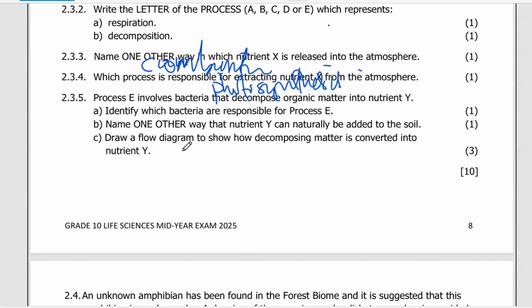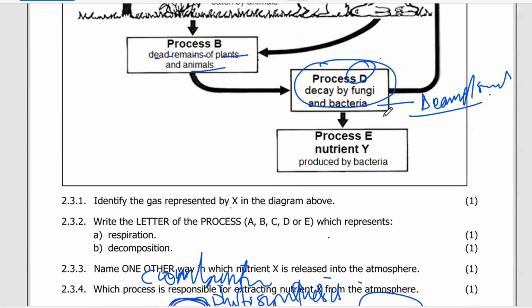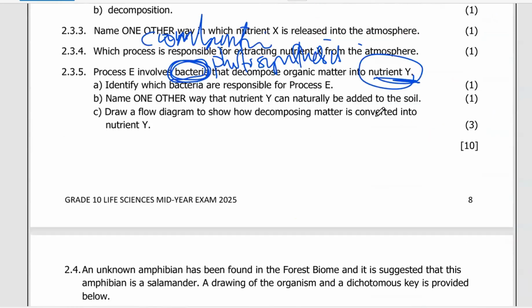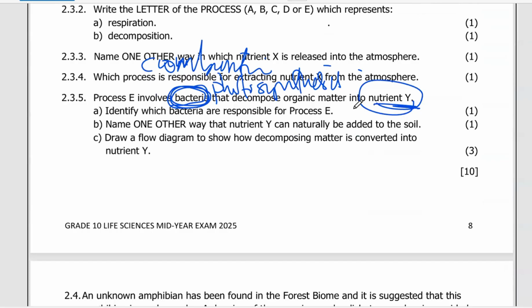Then they are saying that process E involves the decomposition of organic matter into nutrient Y, decomposition by the bacteria. So the key point here is bacteria into compound Y, meaning that it is supposed to be related to nitrogen, because only nitrogen is converted by the bacteria into Y. Identify the bacteria responsible for E.